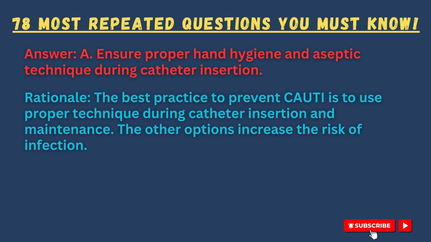Answer. A. Ensure proper hand hygiene and aseptic technique during catheter insertion. Rationale. The best practice to prevent CAUTI is to use proper technique during catheter insertion and maintenance. The other options increase the risk of infection.